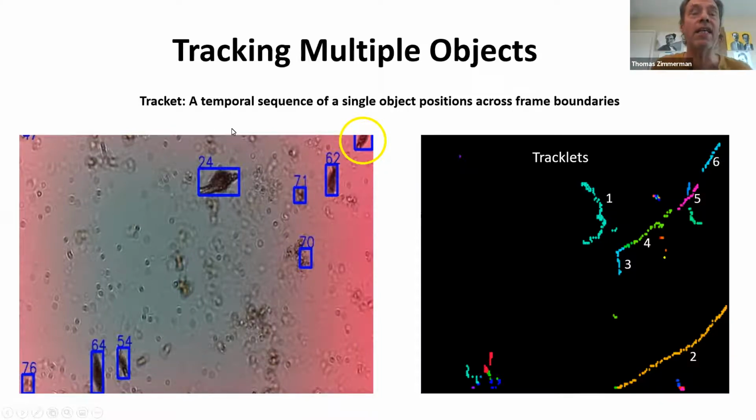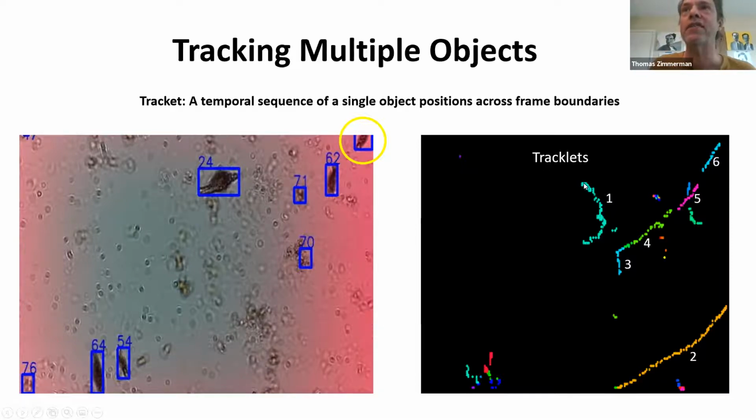A tracklet is a temporal sequence, temporal meaning time, a temporal sequence of a single object. We don't know what it is, but we want it to be the same object. A temporal sequence of a single object, the positions of them as they cross frame boundaries. That means this object 24, we don't know what it is yet. We haven't done classification. We're just giving it the label 24. And the next frame, it should be 24, even if it moves.